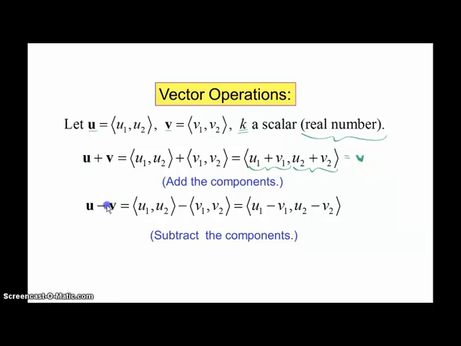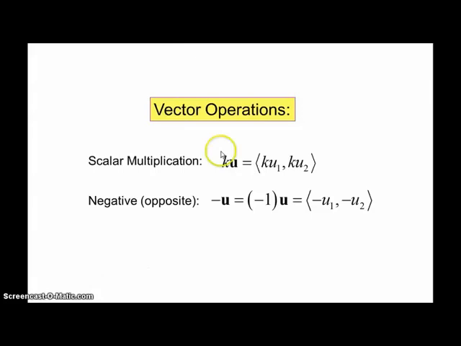We can subtract vectors. Where vector addition is commutative, vector subtraction is not, so be careful. Vector u minus vector v is not going to be equal to vector v minus vector u. So you have to subtract them in the same order as you're given. So u minus v is the horizontal component of u minus the horizontal component of v, and the vertical component of u minus the vertical component of v. That resultant vector, again, is going to be a completely new vector. We'll call it vector w.